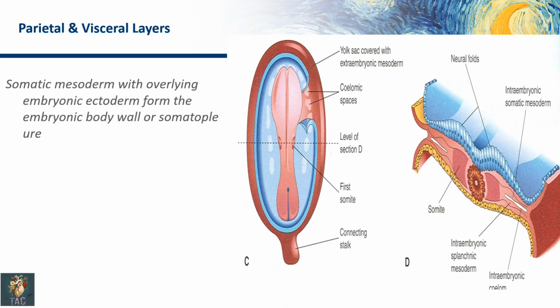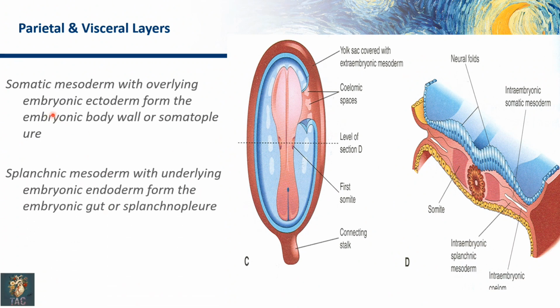The parietal layer, the somatic mesoderm overlying the embryonic ectoderm, forms the embryonic body wall or the somatopleure. So this is the somatopleure. In addition, the amnion and this layer collectively are called the somatopleure. Similarly, this is the chorion and it's the splanchnic layer of the extraembryonic mesoderm, and this is the splanchnic layer of the intraembryonic mesoderm. These collectively form the splanchnopleure, and this splanchnopleure with the underlying endoderm will contribute to the embryonic gut.